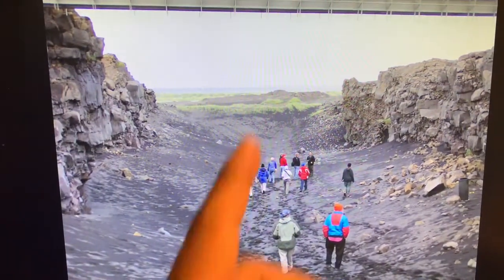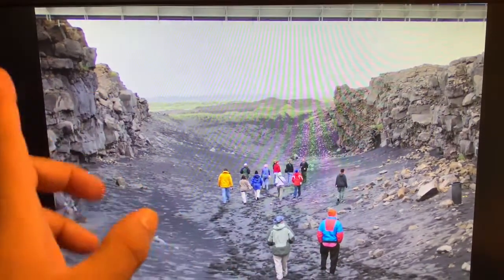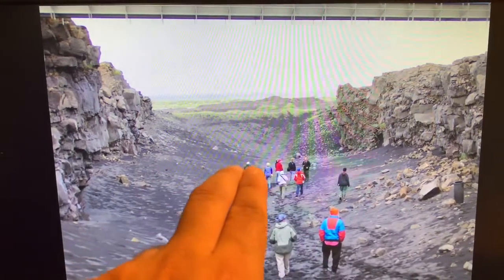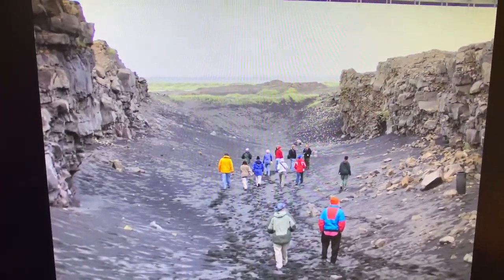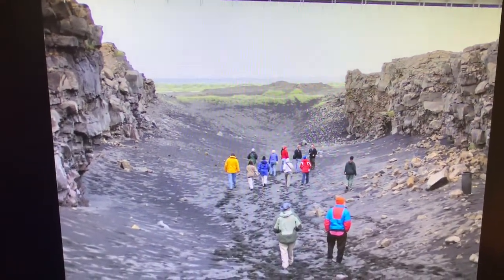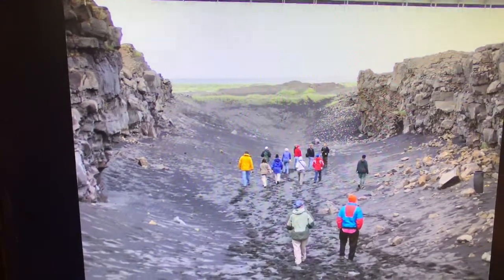In Iceland, this is the rift. So this is brand new crust that these people are standing on. This is the North American plate here. This is the Eurasian plate here. And these two are splitting apart. Every year, these two split apart by a couple of centimeters a year, about an inch to 2 inches a year. So every year, North America gets just a little bit further away from Europe.